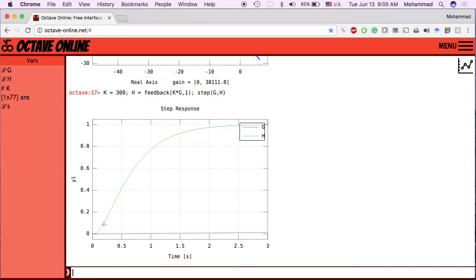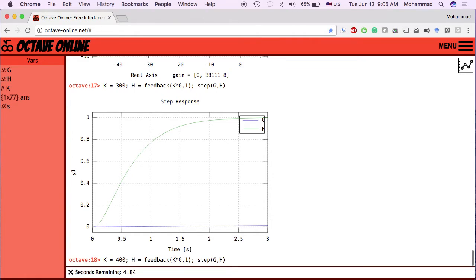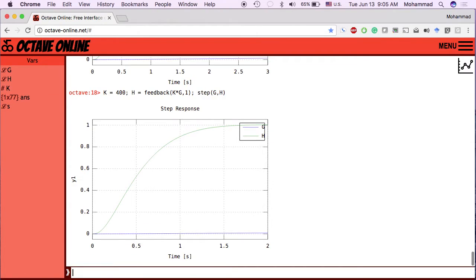So 10% is here. It's 0.25, and 90% is here. So it takes more than that. So we need to further increase the gain, so we have a larger value of natural frequency. So let's go to 400, because root locus showed at least 300, more than 300. So let's go to 400 and look at the response.